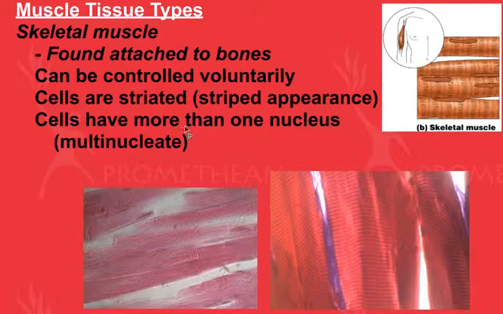And usually skeletal muscle is going to be multinucleate. That means it has more than one nucleus in each cell. And that's because those cells are very, very long and cylindrical, so they would need to have more than one nucleus to service the cell.